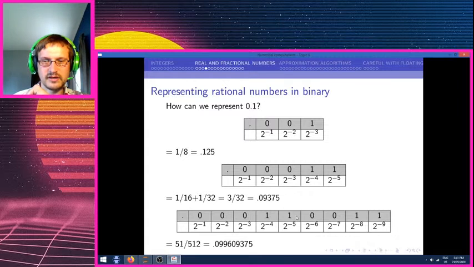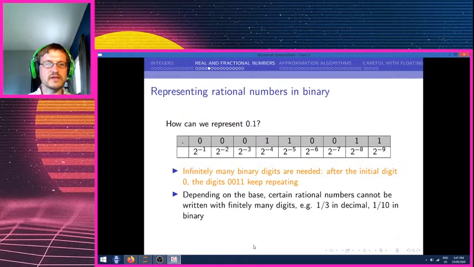If you have 9 digits to represent it, you can get to 0.099609375, or 51 out of 512. This is closer still, but the problem is that you can't actually achieve it without an infinite series of 2 zeros alternating with 2 ones.